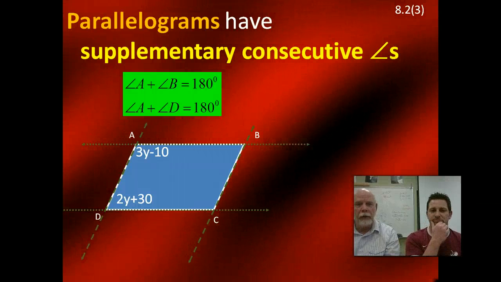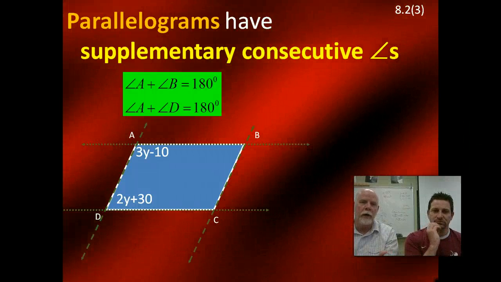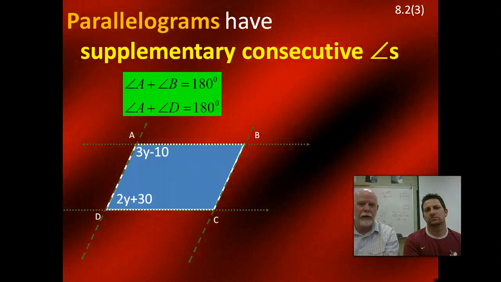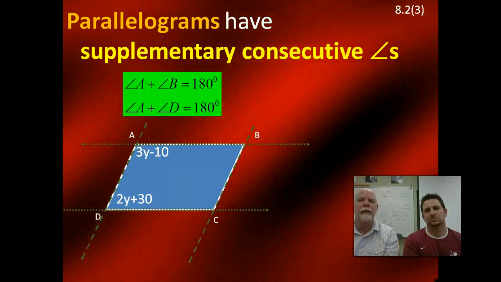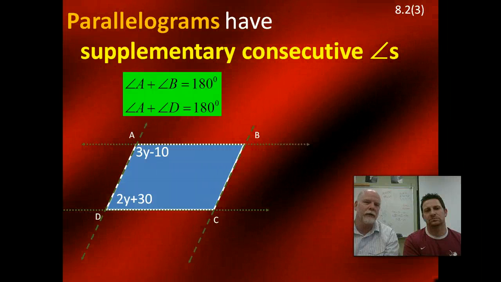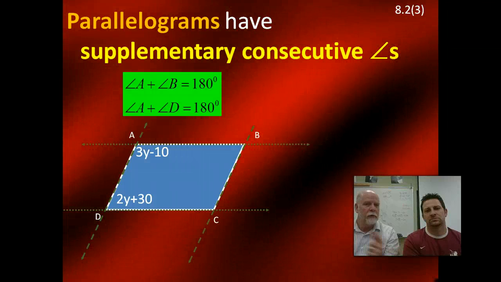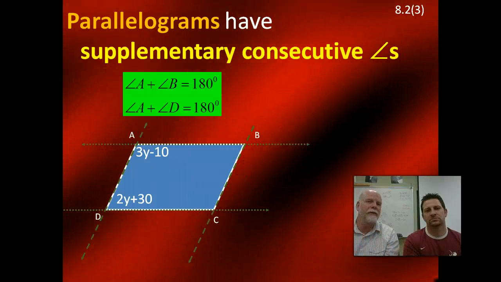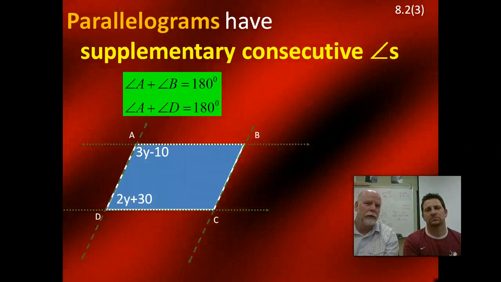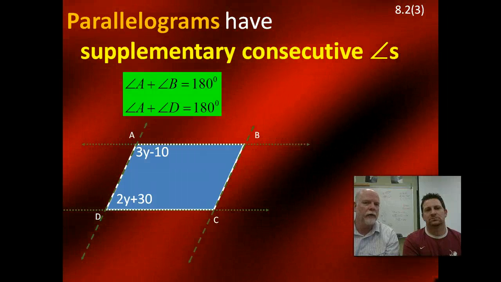So another property of parallelograms. We have our first two properties: opposite sides are congruent, opposite angles are congruent. Our third property is that parallelograms have supplementary consecutive angles. Consecutive angles are angles that are adjacent to each other. So instead of opposite corners, if you pick any two corners that are right next to each other, then they are always going to add up to 180 degrees.